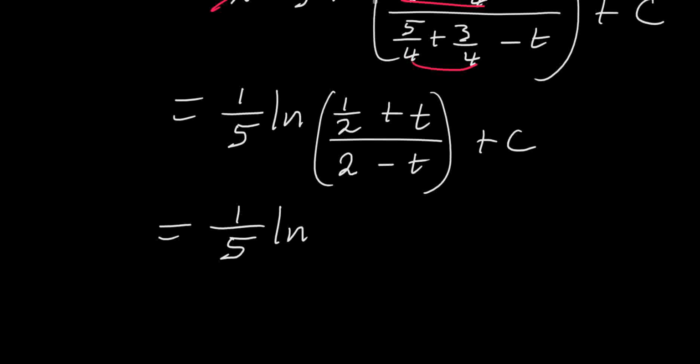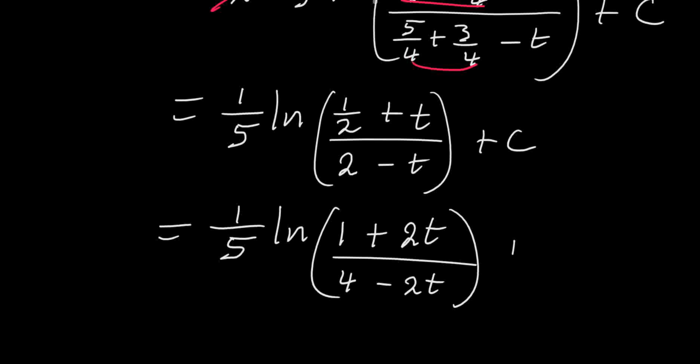So 1/2 times 2 is going to give us 1, plus t times 2 is going to give us 2t over 2 times 2 is 4, and negative t times 2 is negative 2t. Let's put this in parentheses, plus c.